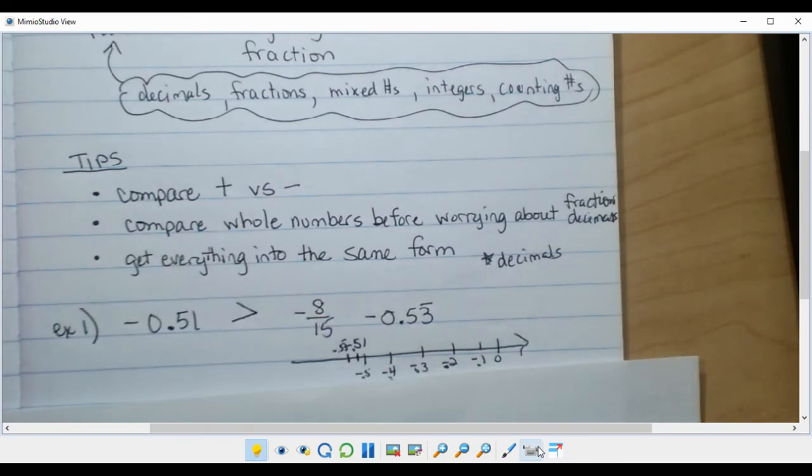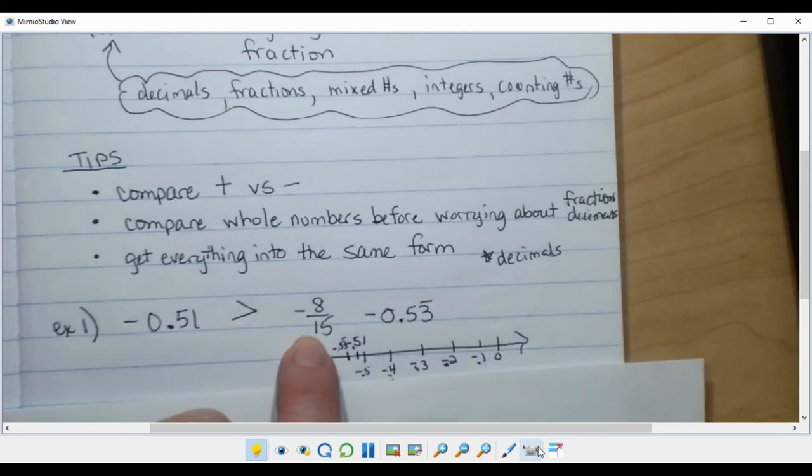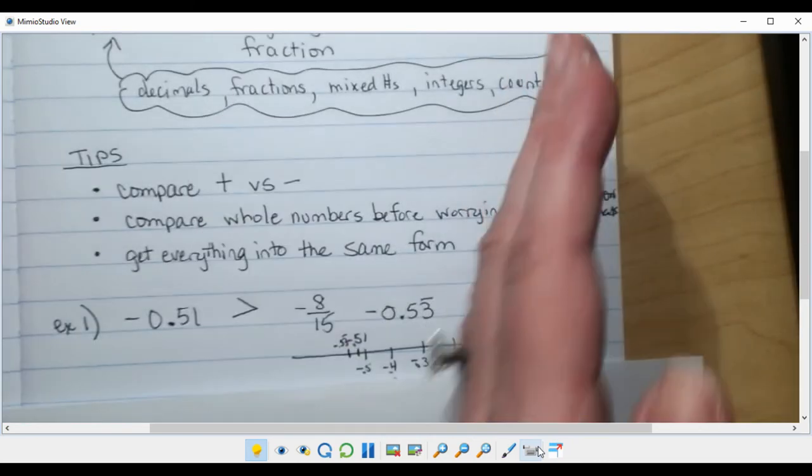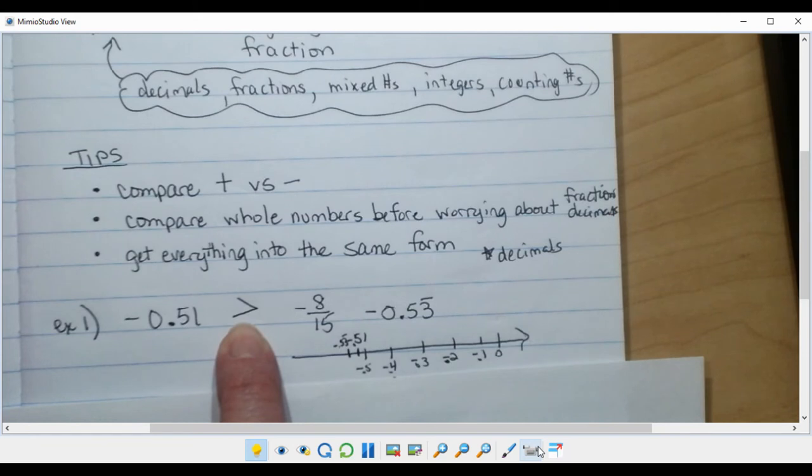So I would read that as negative 51 hundredths is greater than negative 8 fifteenths. We always go back to the original. Now, we just said less. Well, yeah, the 0.53 repeating, this is the lesser number. So the pointy part goes to it. But if I was to read this problem, like I would read a book, the open part comes first. So I speak the words greater than.